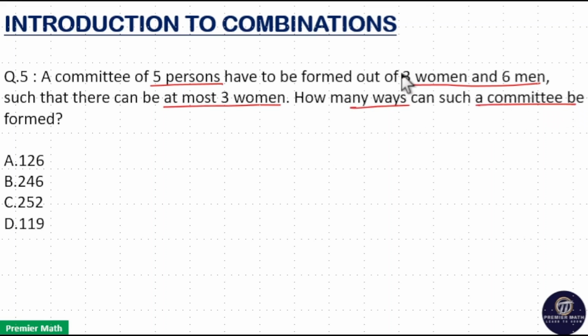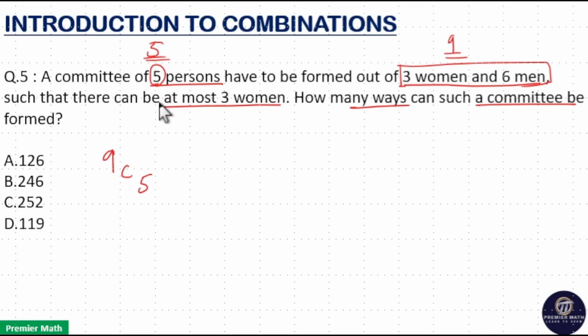Here, our total availability of persons is 6 plus 3, 9. Our resource is 9 and we only need 5 out of it. So our need is 5. Now, out of these 9 people, we can select 5 people in 9C5 ways. Now this is the total possibility of selection.